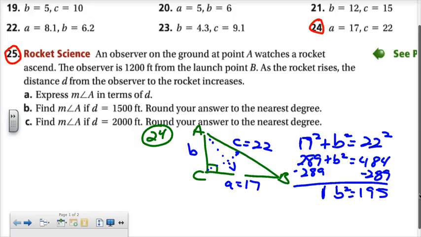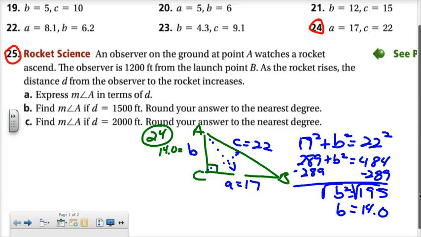And last but not least, we'd take the square root. And because this is a side length of a triangle, we're not going to use the negative here. So we need the square root of 195, and that is about 13.96424, etc. So if we round this to the nearest tenth, it's going to be 14.0 for the nearest tenth. So now I have all of the side lengths.